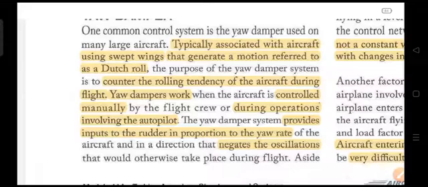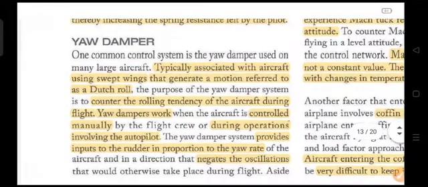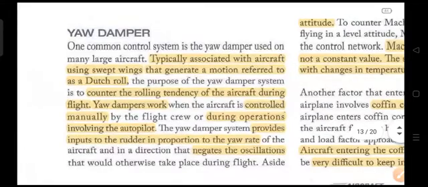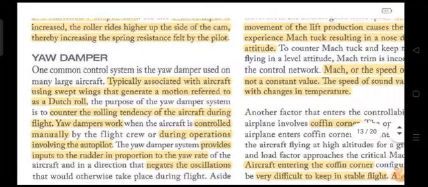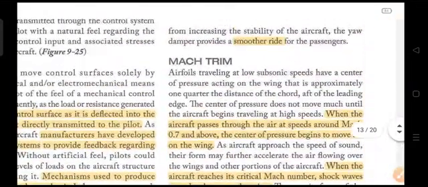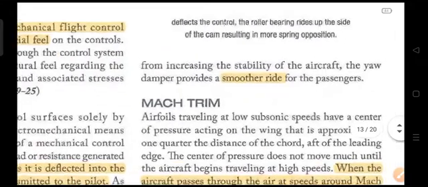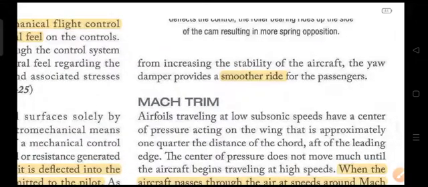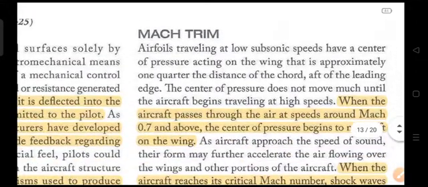So in order to dampen that, you require the yaw to be dampened and the rolling tendency to be avoided or eliminated. That is the reason yaw dampers have been put, and they give you a smooth ride. Okay, that gives you a smooth ride of the airplane.